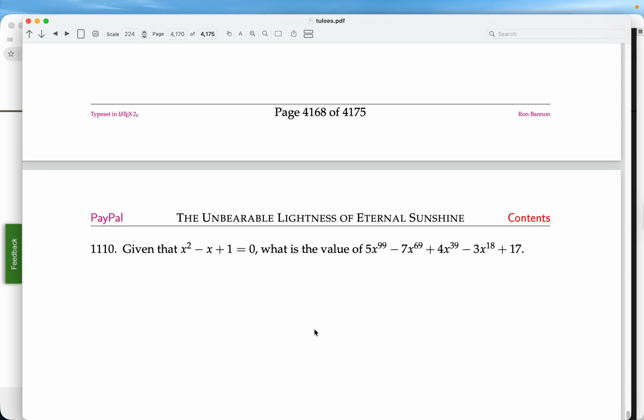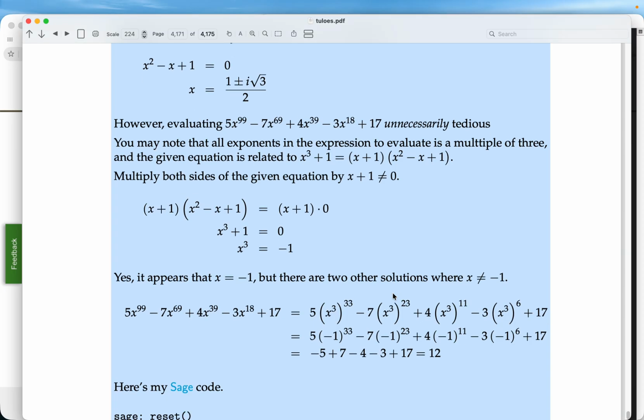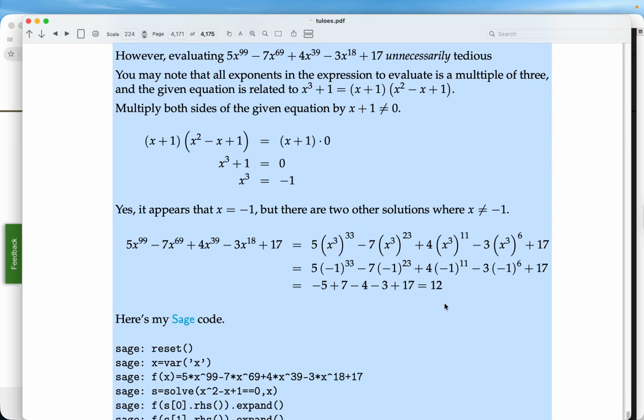Okay, problem 1110. We're given an equation. It's a quadratic. There's two solutions to it. They're actually complex. But what they asked me for is the value of this expression over here. It's pretty difficult to evaluate if I solve this for x and then plug in. So there's another way around it, and we took that way around it. And we found an answer, and the answer we found is 12.